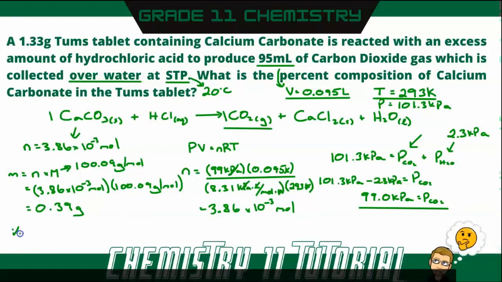And since we want to know the percent composition of calcium carbonate in a Tums tablet, all we need to do to figure that out is take the mass of calcium carbonate inside of a Tums tablet, 0.39 grams, and divide by the mass of that Tums tablet, 1.33 grams, and multiply by 100%. And when we do that, we get the percent composition of calcium carbonate in our Tums tablet as 29.3%.